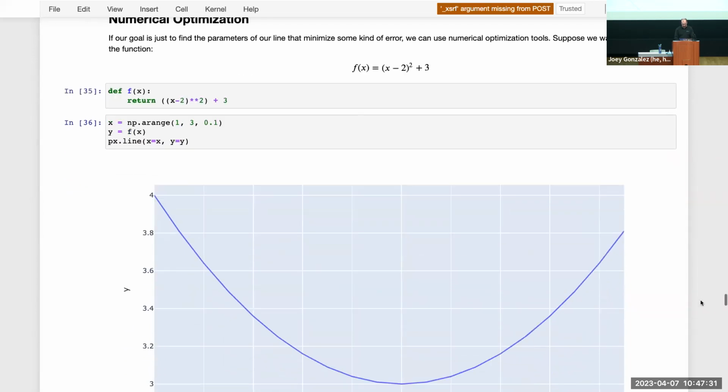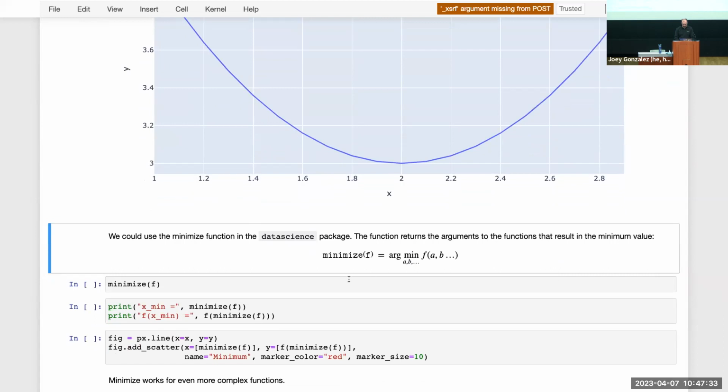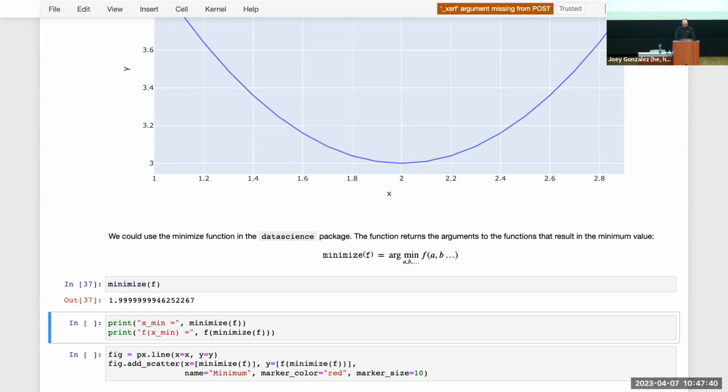Okay, now let's ask the computer, which doesn't get to see the algebraic form of this equation. It just gets f. We can call f a bunch of times. It's calling the SciPy minimize function. Boom. That's a computer scientist version of 2. Close enough. Great. So this magic function minimize just takes your function and minimizes it for you.